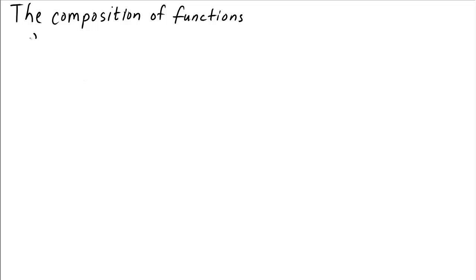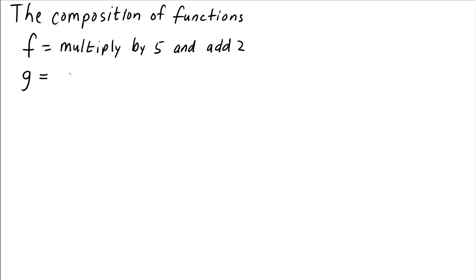Let's say we had two functions, f and g. Let's say f was multiplied by 5 and add 2. And let's say g was multiplied by 3 and add 7. Now this isn't the usual way we define functions, but a function is just a rule that tells you what to do to its input to get the output.